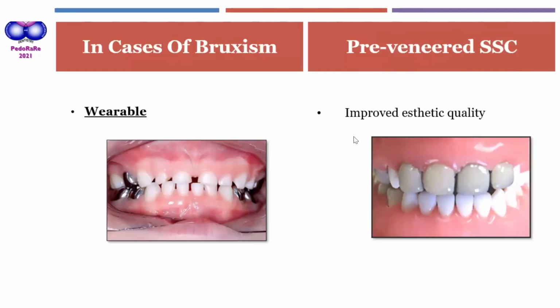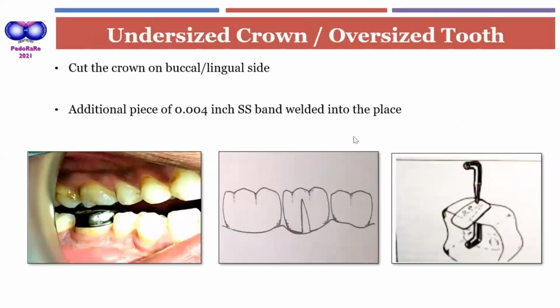In cases of bruxism, we give a stainless steel crown. Don't give zirconia and the like. Check the patient, because sometimes zirconia is very hard. However, a stainless steel crown just wears off, so it's easier. Pre-veneered stainless steel crown, again, as I told, is used because of the improved aesthetic quality.